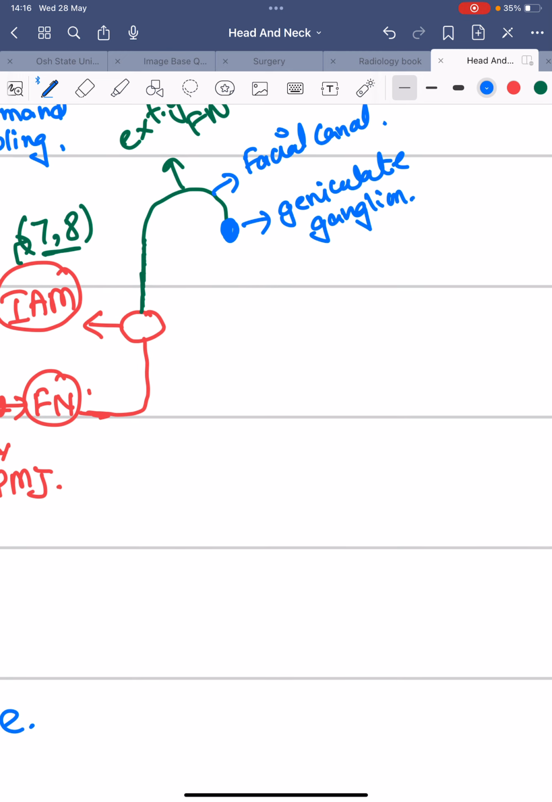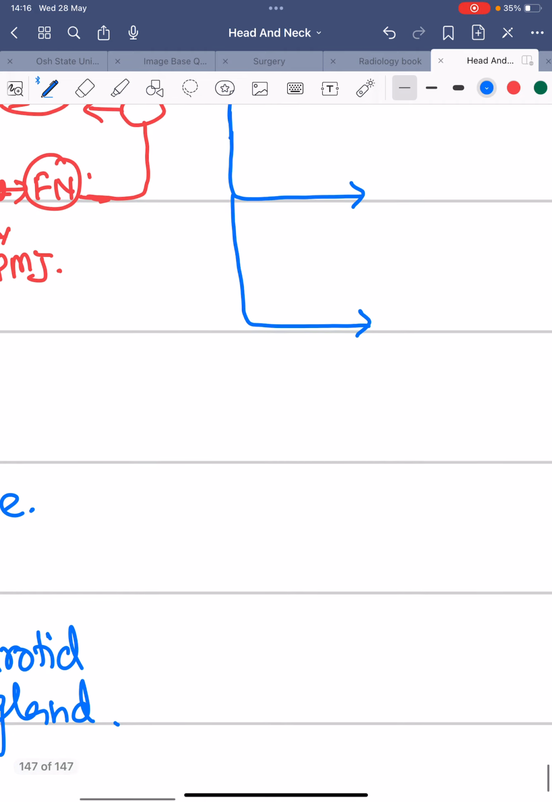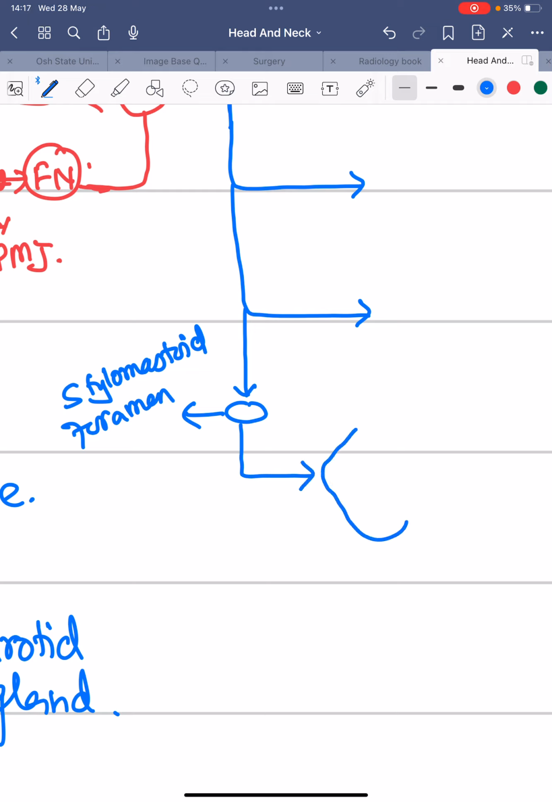Okay. After the geniculate ganglion, see here, now the nerve fibers are going like this. And now it is going to give one branch, second branch, third branch. And now it is exiting the stylomastoid foramen. So this is your what? Stylomastoid foramen. And as it is exiting the stylomastoid foramen, here there will be presence of what?